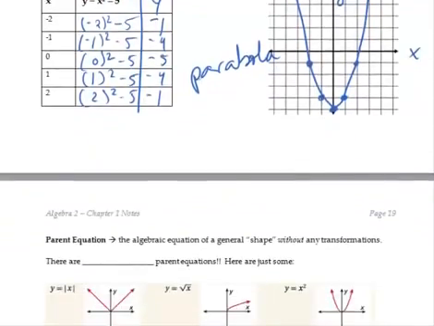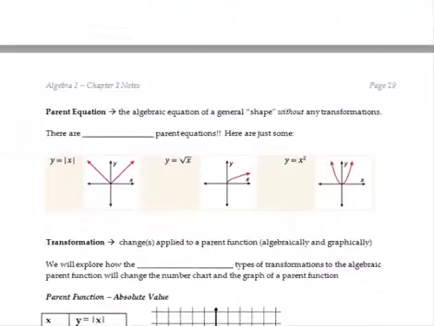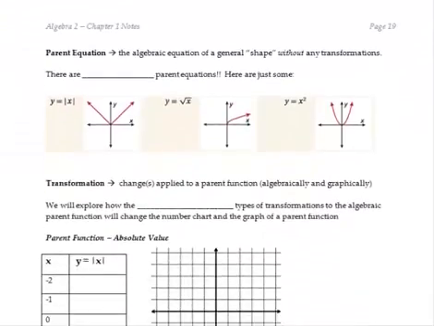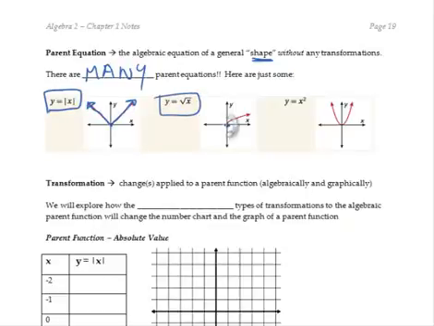Okay, what you need to know is that there are many shapes that we talk about. And when we talk about shapes, we call them parent equations. Here's just a couple. One of them is the absolute value, and it's this V shape that heads off like this. One of them is a square root. That starts at the origin and it rises gently to the right and keeps going. One of them is the one you just saw. It's an x squared shape, and this is the parabola shape.